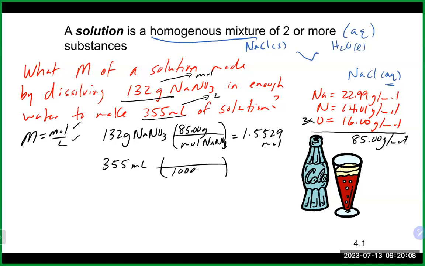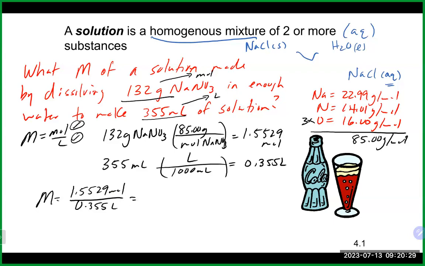Our milliliters, once again, do need to be converted into liters, and you can either move the decimal point or obviously here divide by 1,000. 0.355 liters. So now we do have both of these in the proper units to calculate the molarity. So our molarity here would be 1.5529 moles over 0.355 liters.